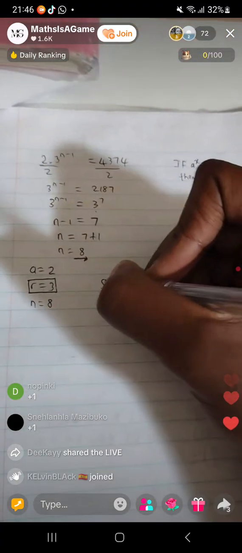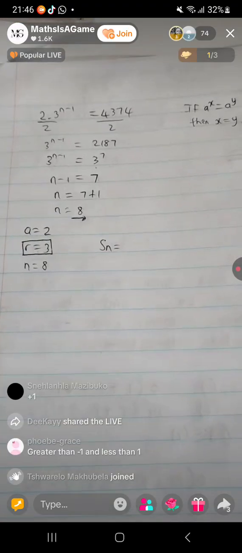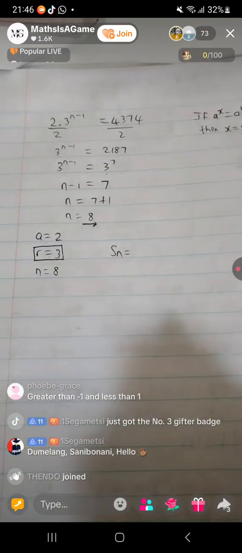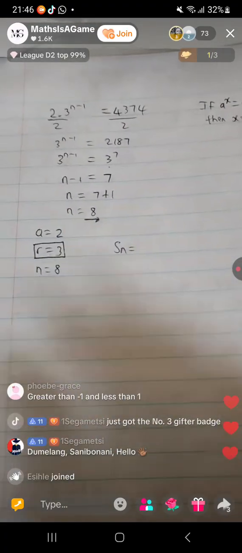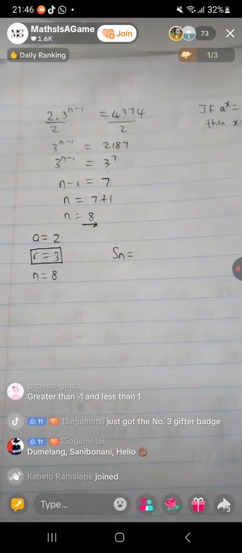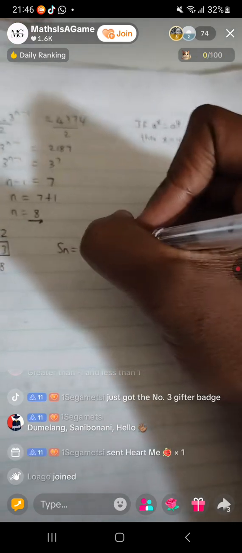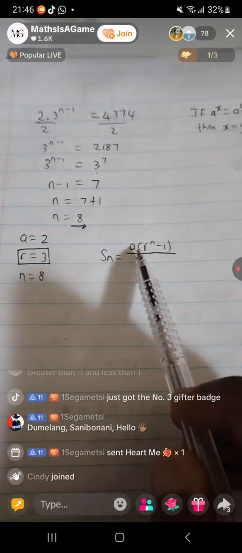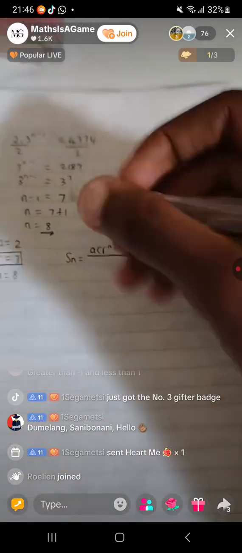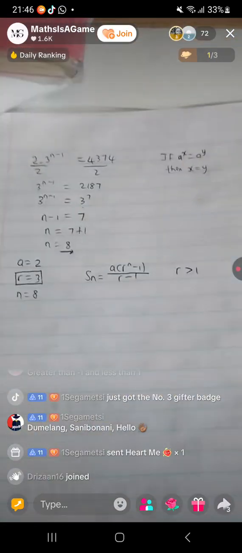So because this is a geometric series, the formula we use is the sum of the first n terms is equal to what? Our r value, guys, is positive 3. r is greater than 1. So when r is greater than 1, we established that we use this formula. Thank you, Sakhamete, for the heart, really appreciate it. a into r to the power n minus 1 over r minus 1. That's what we established we use when r is greater than 1.